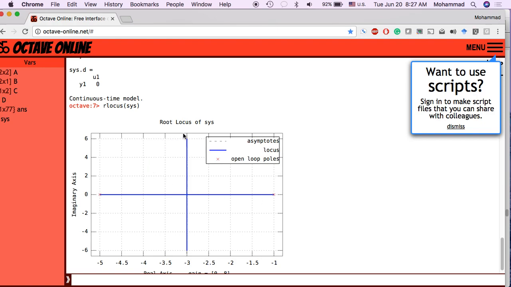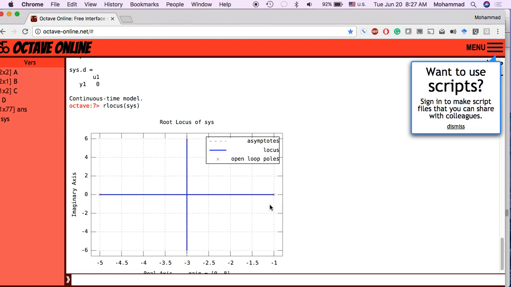Okay, so let's look at our root locus. So what is happening? This system has two poles. In open loop, the system has two poles. One of them is located at -1. The other one is located at -5. And we already knew that. We already had found these in previous class.